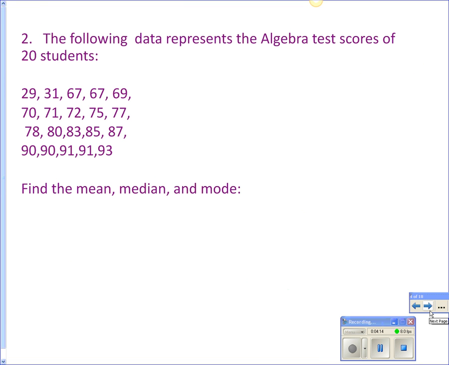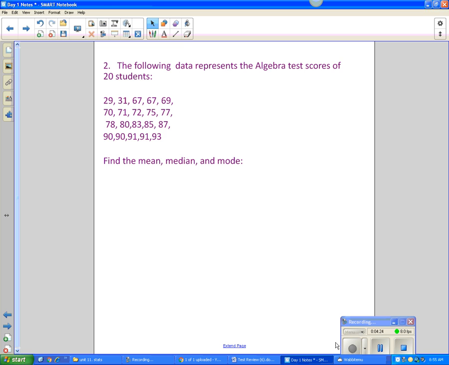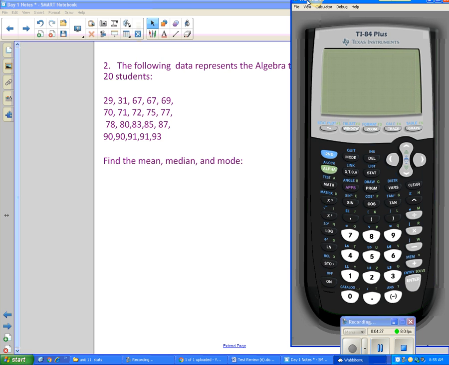All right, number 2, the following data represents the algebra test scores of 20 students. Find the mean, median, and mode. What I want to teach you on this one is how to use your calculator. Everybody get your calculator out, please. You're going to go to Stat. Do this with me. Hit the Stat button on your calculator. And we're going to do Edit like we've done before. The only difference is we're going to type all these numbers in L1 only.